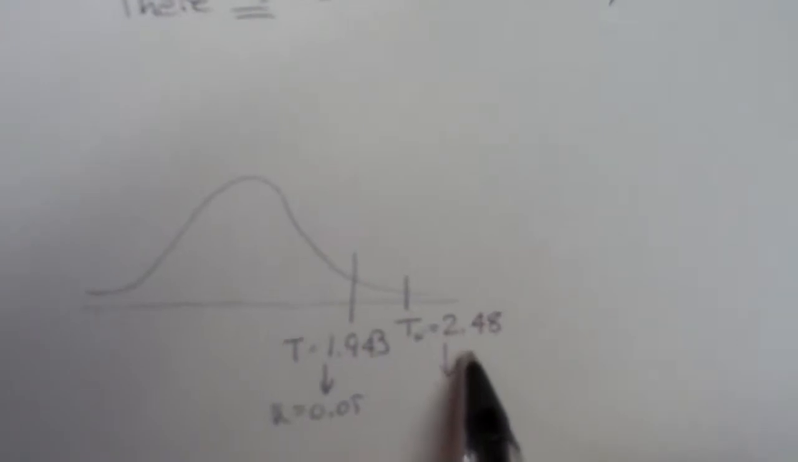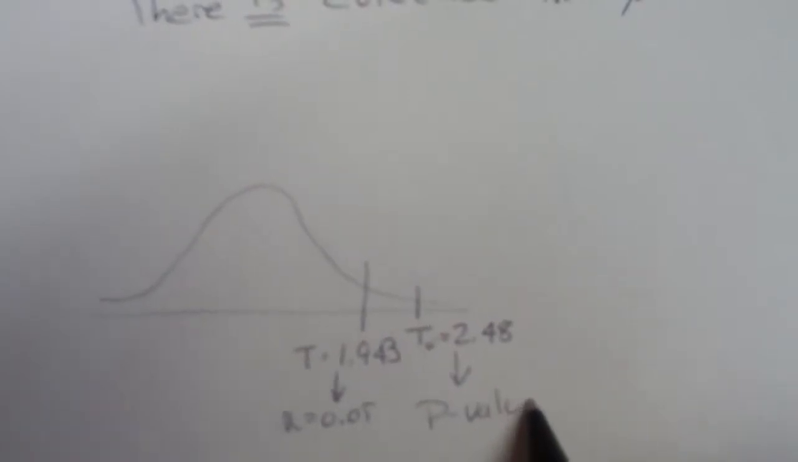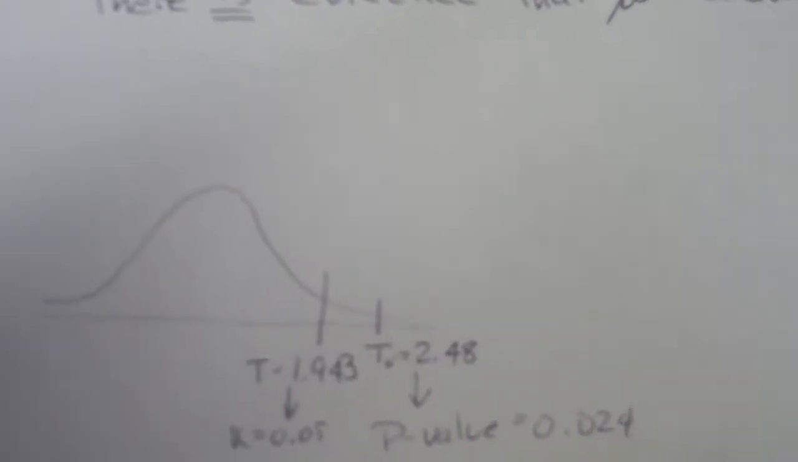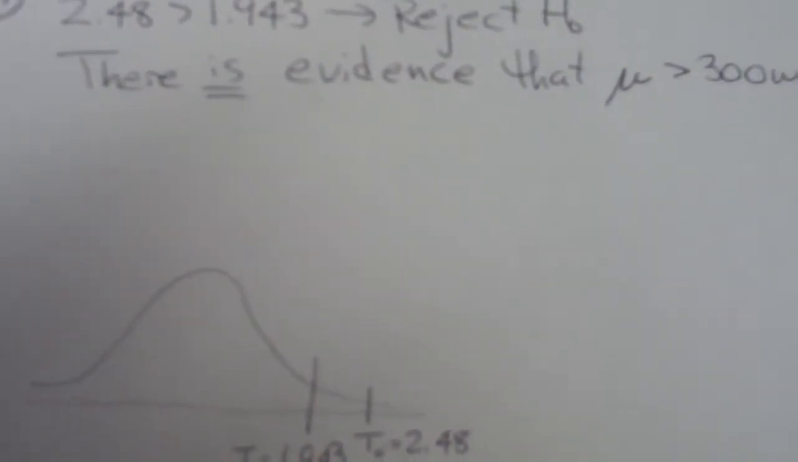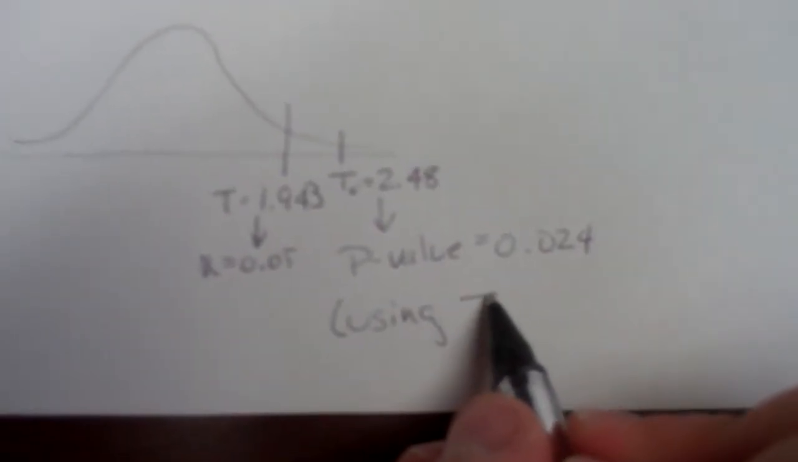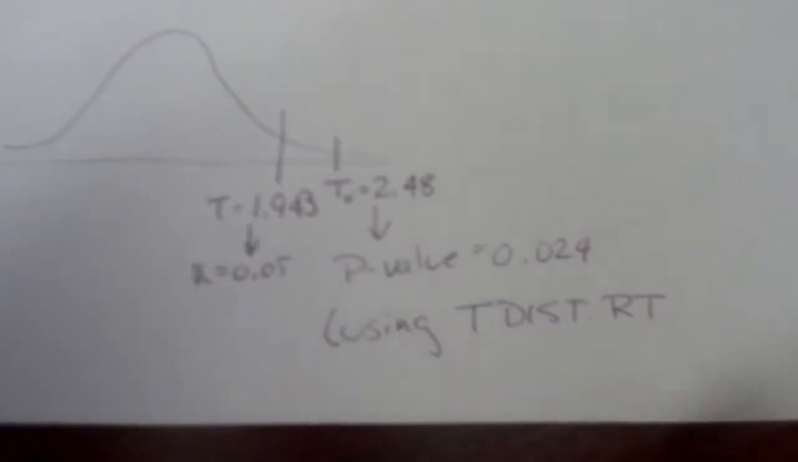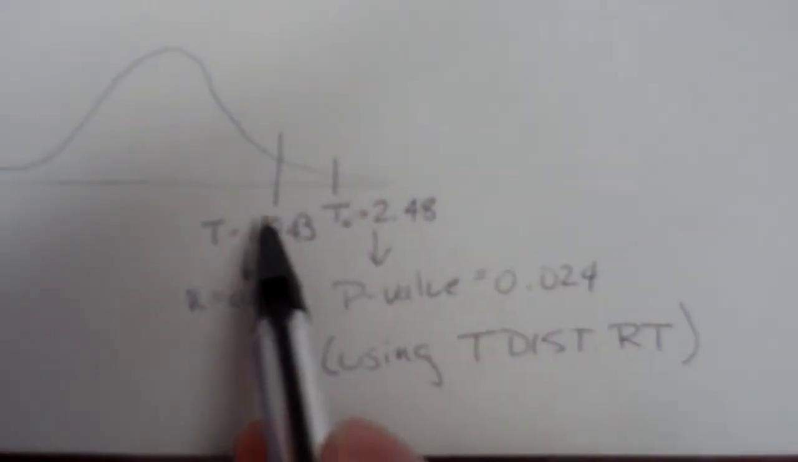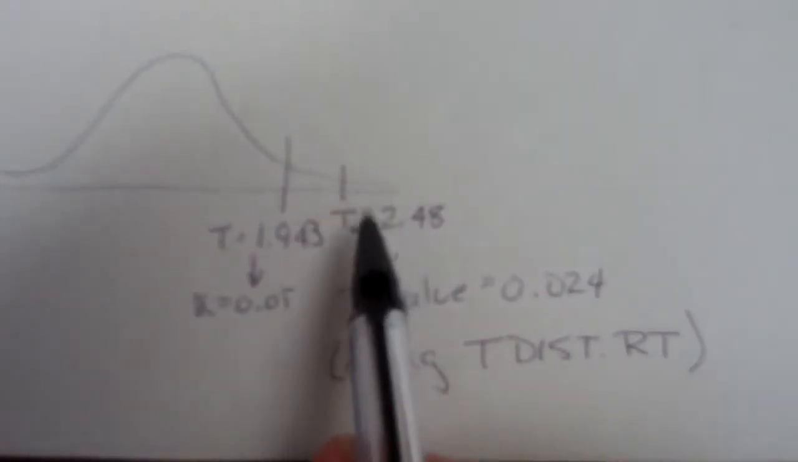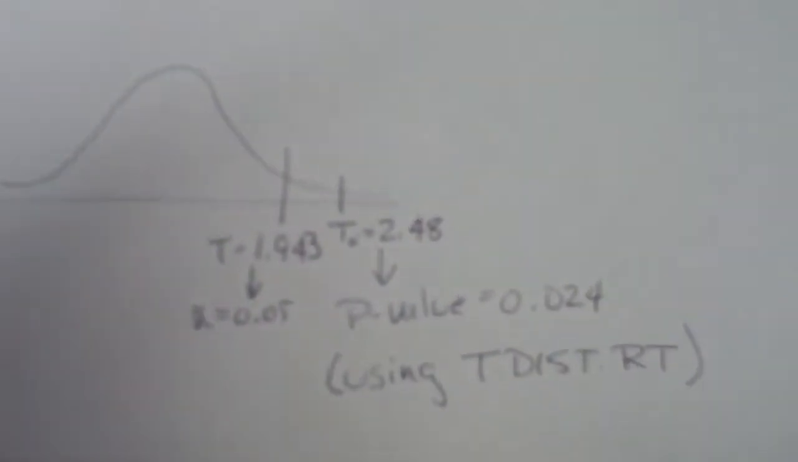This value, 2.48, corresponds to our p-value, and it is a value of 0.024. We can calculate that by using Excel, the function T.DIST.RT, which gives us a probability, with RT to indicate we want the right tail, and so it gives us the value out here beyond which we have the area beyond that limit of 2.48.